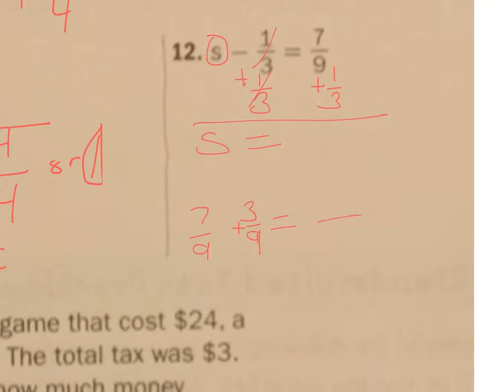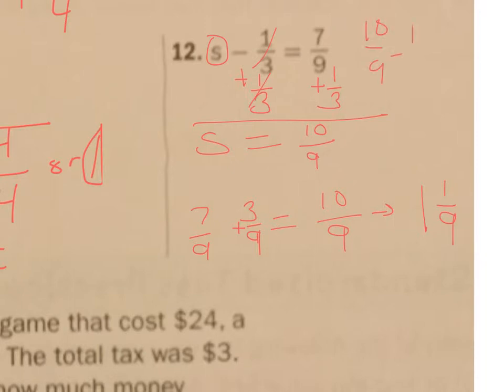With the same denominator, I can just add them. 7 plus 3 is 10. 10/9. Okay, and then I can put that improper into a mixed 1 and 1/9. Now let's put this in here.